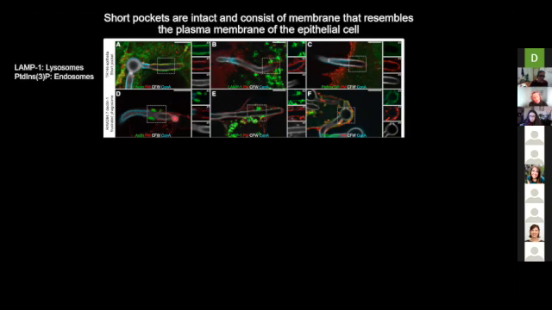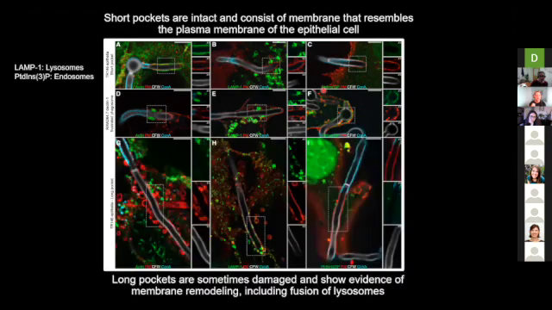And this frustrated phagosome, instead of having cortical actin throughout, you see a very, very thick actin cuff at the top. And you also see fusion of lysosomes, as the green stain here is in the pocket. And you also see fusion of early endosomes because it's positive for PI3P. So pockets can be very, very different depending on the cell type and how they're formed. But in general, the short pockets are intact and they consist of membrane that resembles the plasma membrane.